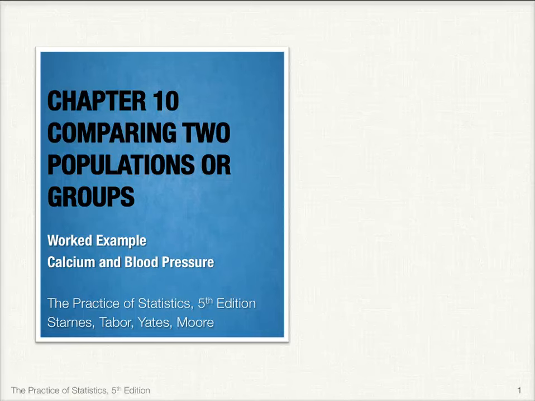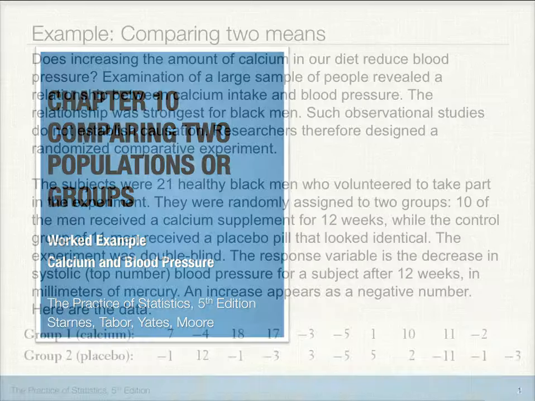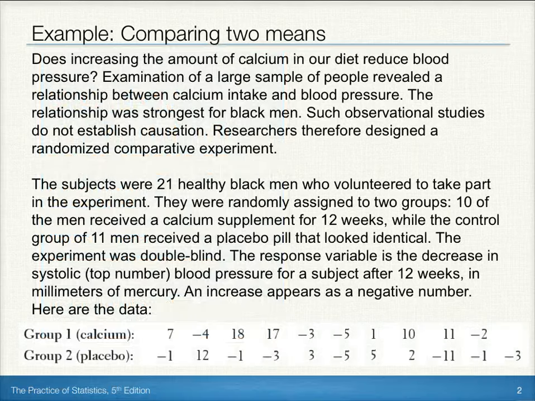In this example, we'll take a look at comparing two population means. Does increasing the amount of calcium in our diet reduce blood pressure? Examination of a large sample of people revealed a relationship between calcium intake and blood pressure. The relationship was strongest for black men. Such observational studies do not establish causation.